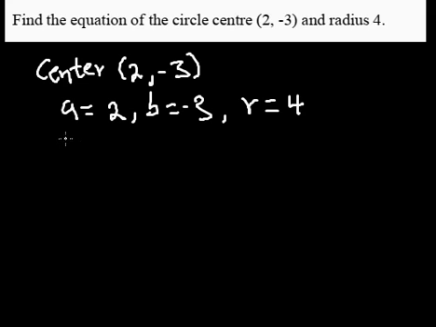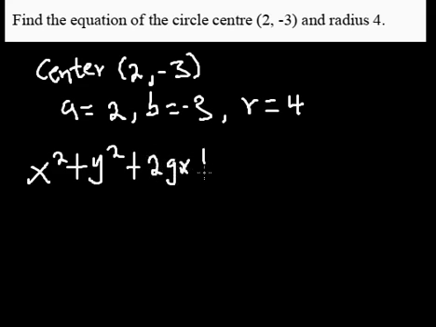We can use our standard equation of a circle to get this. Remember, from our standard equation of a circle, we have x squared plus y squared plus 2gx plus 2fy, then plus c equal to 0. So all I need in this equation is my g, my f, and my c. Then I can put the values and get my equation.